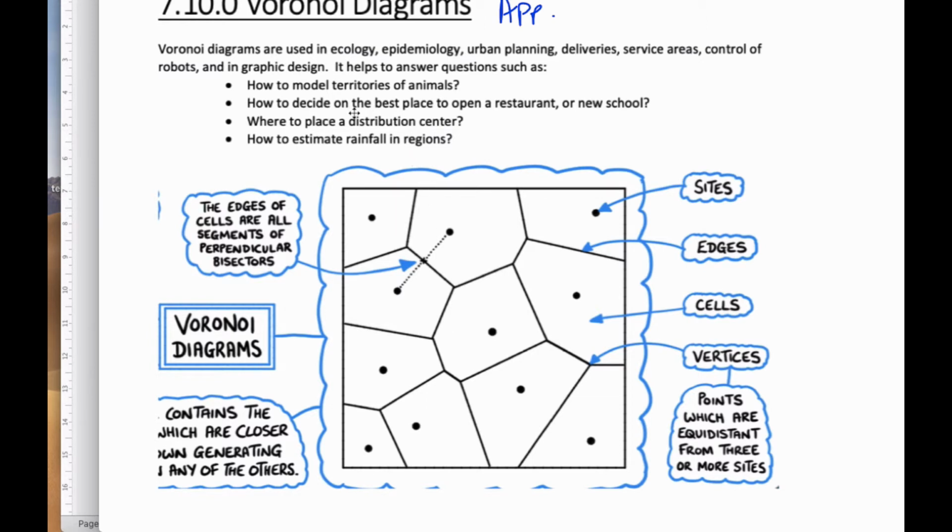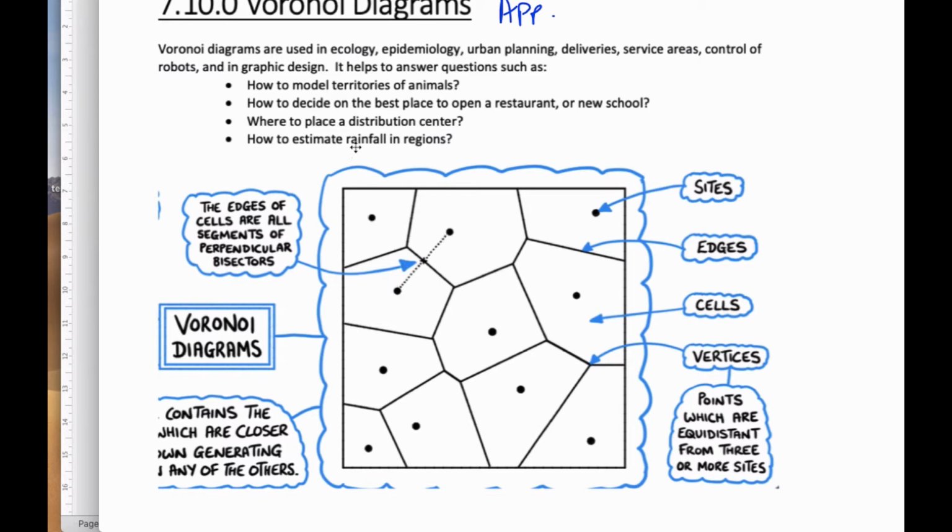Or you might decide upon the best place to open a new restaurant or school based upon where the other schools and restaurants are, or perhaps place a distribution center. Imagine if these three sites here are Starbucks chains. Where do you place your distribution center so that it is equal distance to all of these stores?